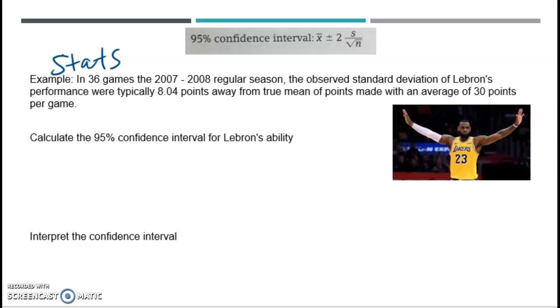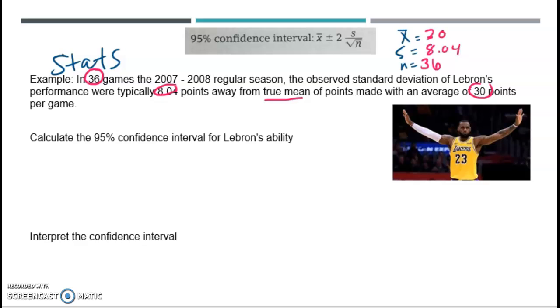Okay, there's a few numbers that we have to pick out in order to calculate our confidence intervals. So we need the sample mean, we need the sample standard deviation, and then we also need how many total numbers we're looking at, how many points he's making per game. So I'm reading in here, I've got 36 games. So that 36 is going to represent my n. Keep going, the observed standard deviation was typically 8.04. So 8.04 is my standard deviation. Away from the true mean, that's what I'm trying to estimate using the confidence interval. And his average, the sample mean, was 30 points per game.